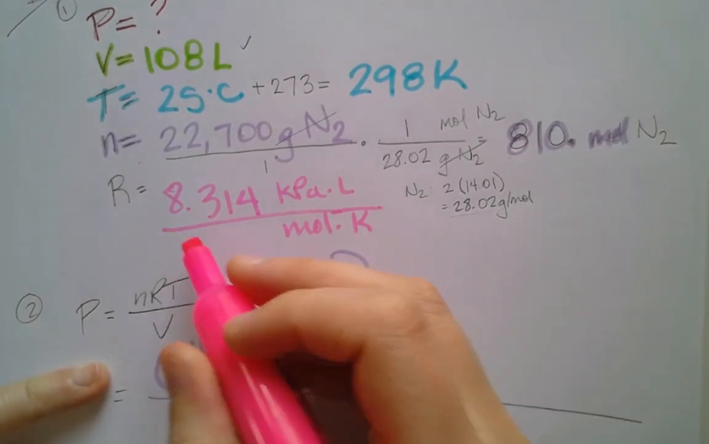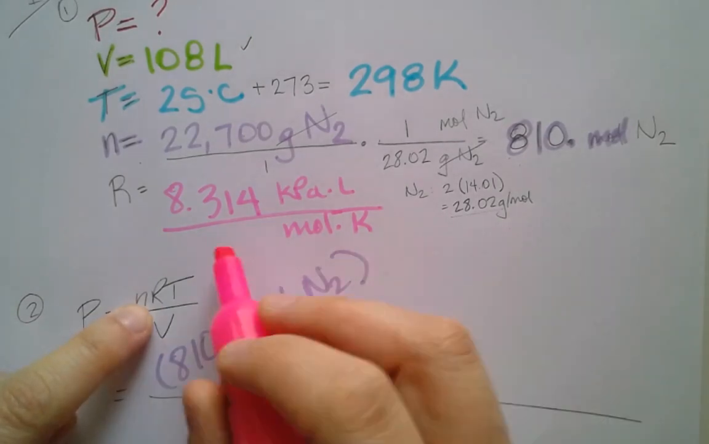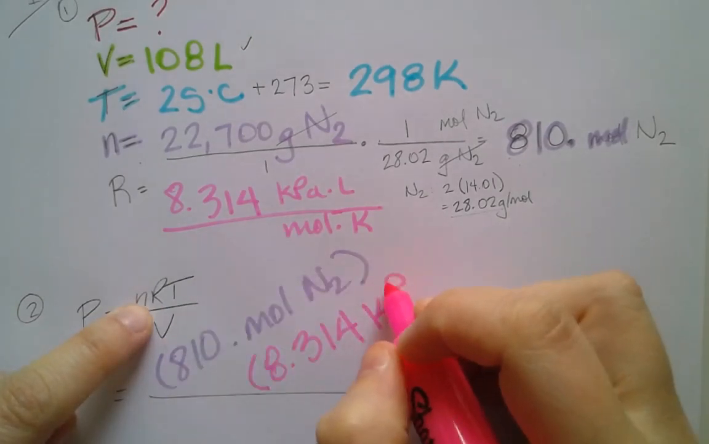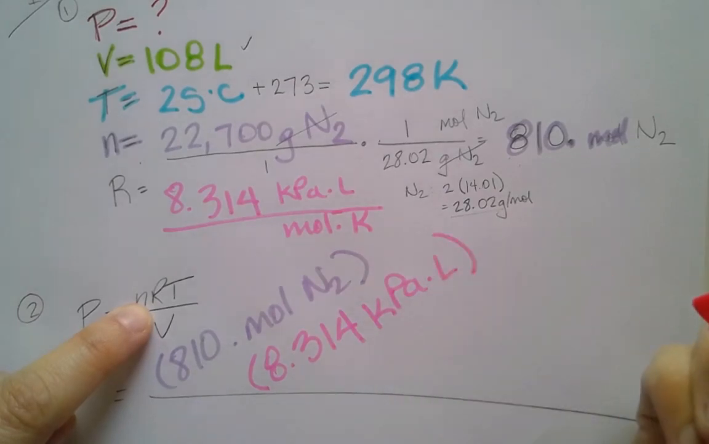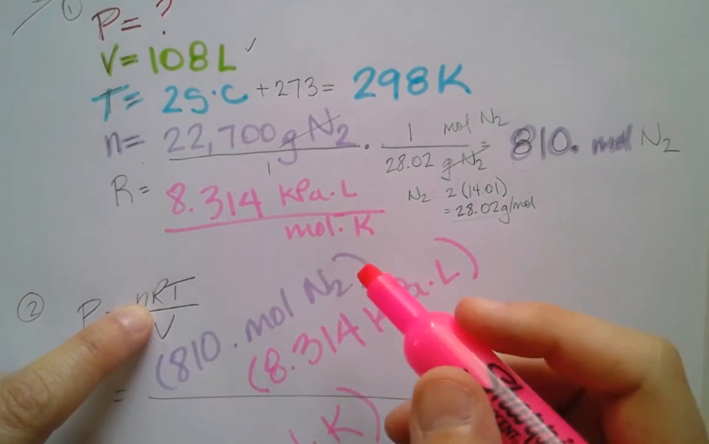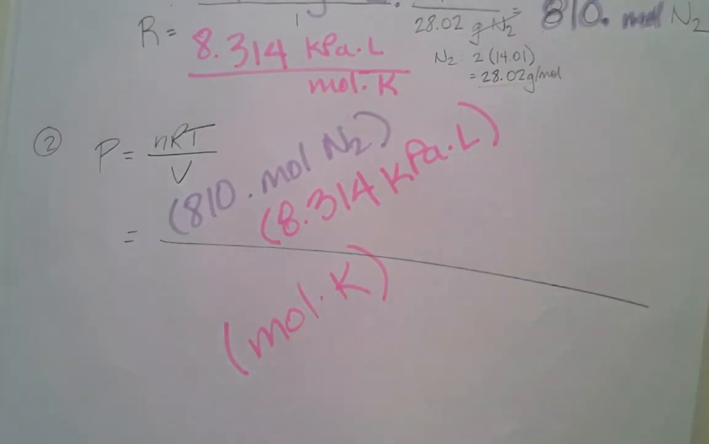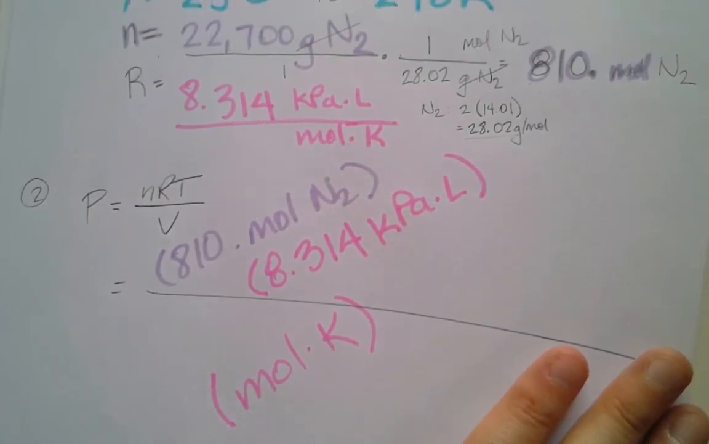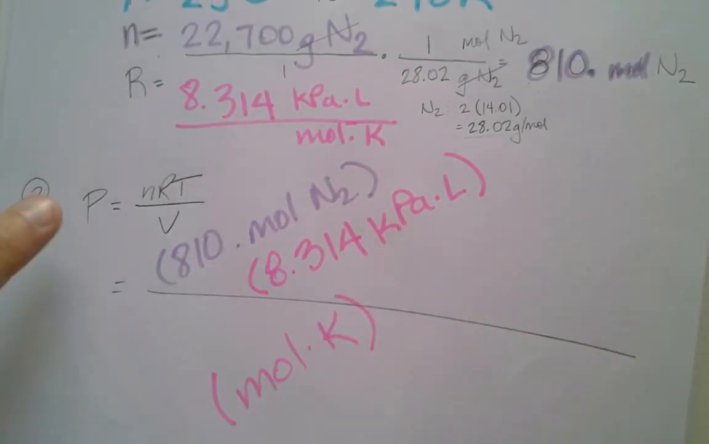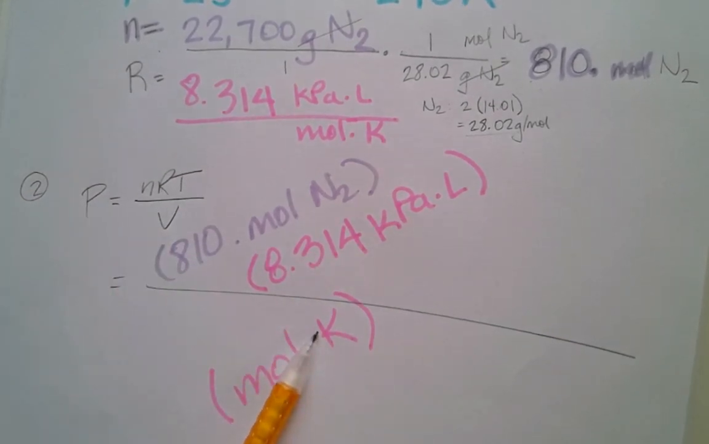This is the main new thing that you've got here, 8.314. So R is on the top of the fraction. So we're going to put 8.314 and the units, kPa times liters, on the top. And on the bottom, we're going to put those units that are on the bottom of the R, the mole times Kelvin. All that pink stuff is R. So we've got N is right here. R is all the pink stuff.